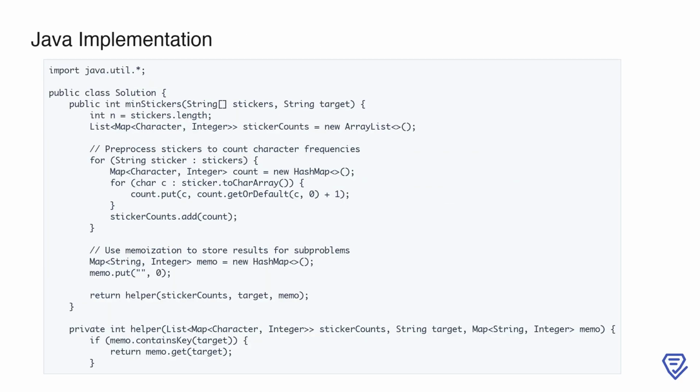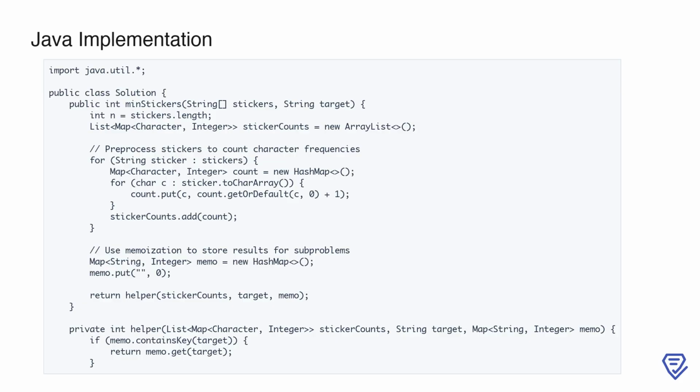Here, we start with the Java implementation of the solution. First, we import the necessary packages, such as java.util.*, to work with collections. Then, we define the Solution class and the main method minStickers. This method takes in an array of stickers and the target string we want to form.